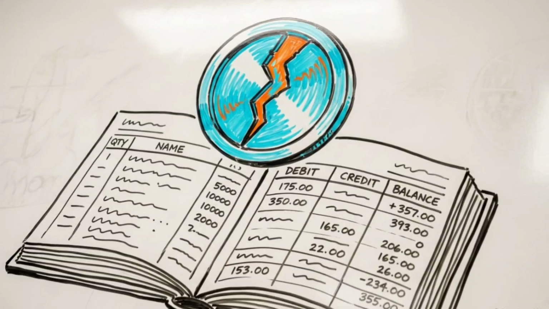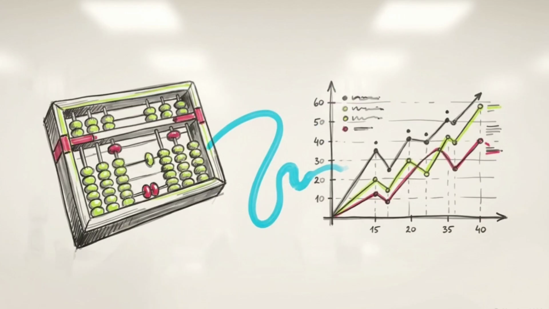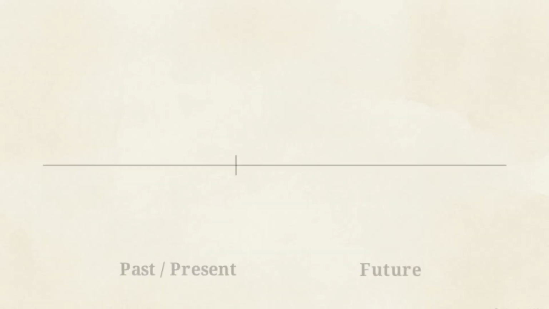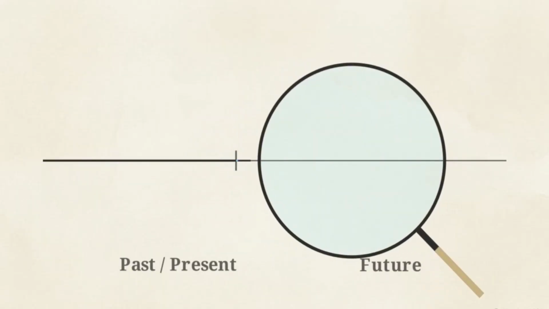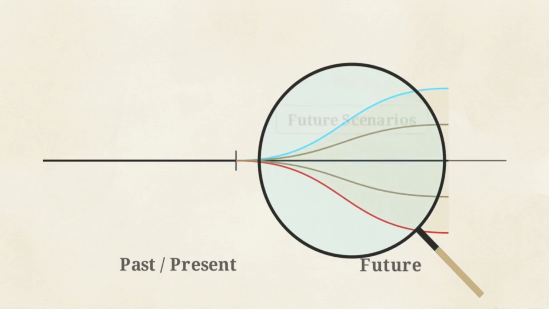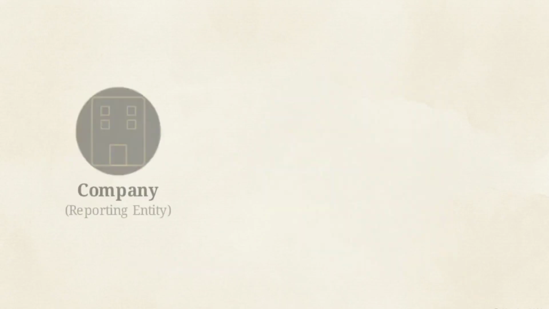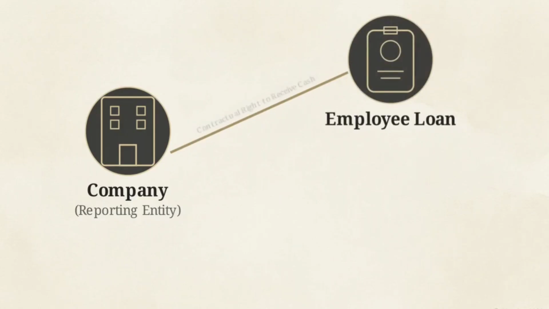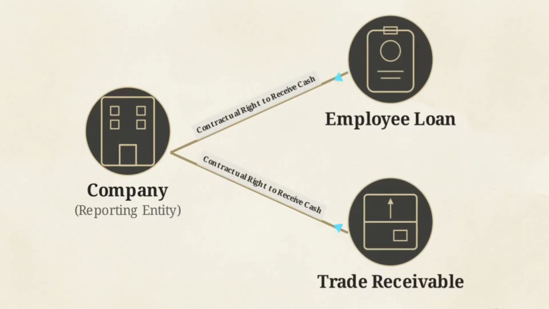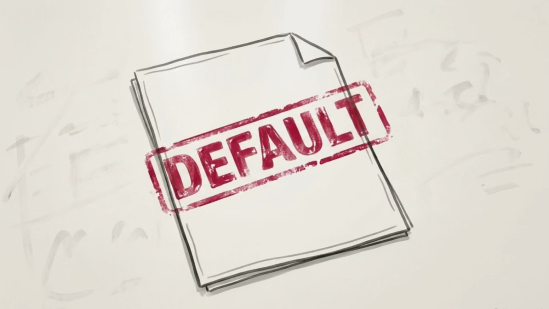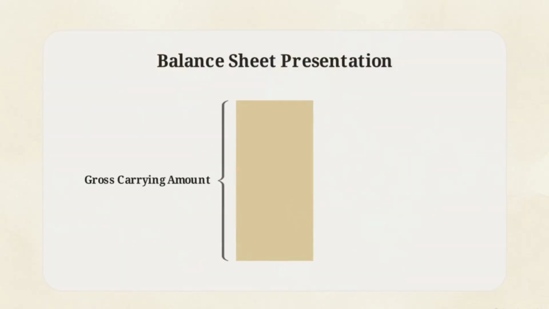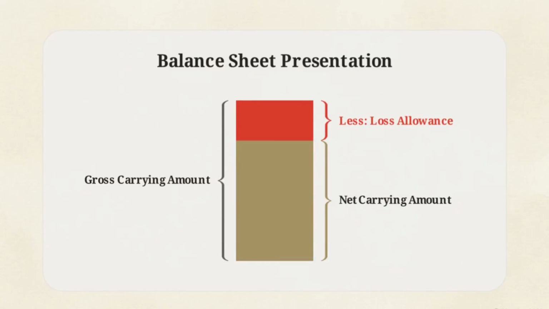Expected credit loss is the technical term at the center of Ind AS 109, but it is built on a foundation you already know. ECL represents the Ind AS evolution of the provision for doubtful debts. It takes that basic concept of preparing for bad debts and applies a more systematic, forward-looking methodology. Whenever a company holds a financial asset, such as a loan to an employee or a trade receivable, there is a risk the counterparty might not pay. ECL is the provision you create to reflect that specific risk on your balance sheet before the loss actually occurs.